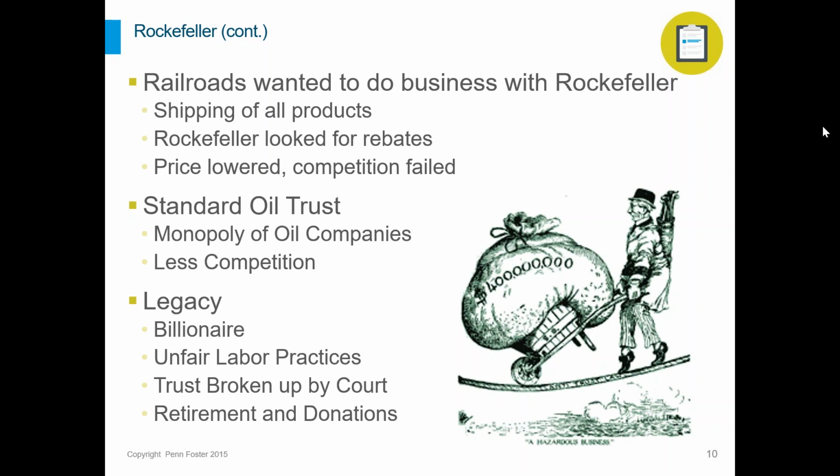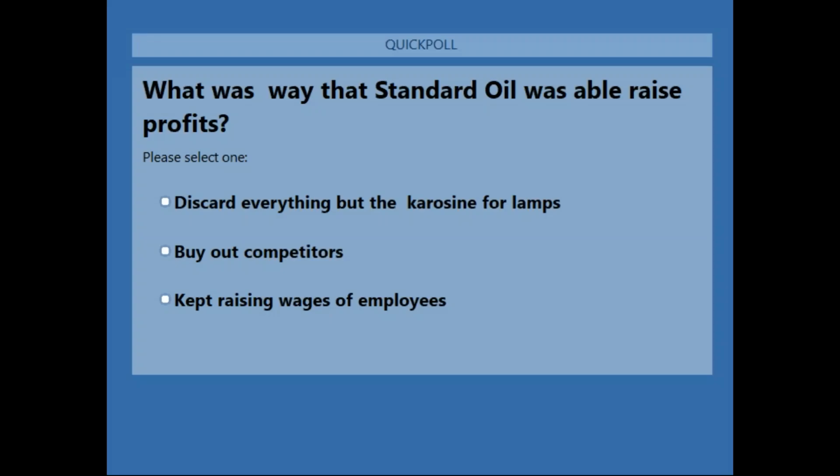Which leads us to our next question. What was a way that Standard Oil was able to have more profits? Did he discard everything but the kerosene for lamps? Did he buy out his competitors? Or did he keep raising wages for his employees? Give you guys a minute or so.